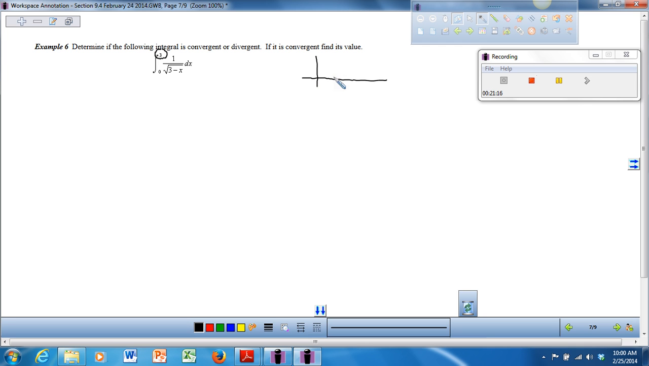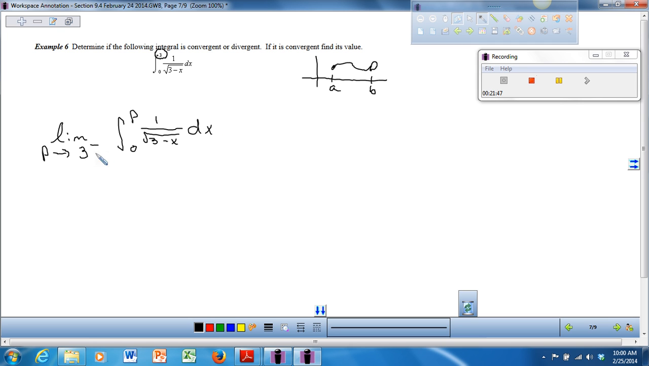So we're looking at the one that is similar to this situation, right? Where we're undefined at the right end. So we'll have the limit as p approaches what? 3 from the left. Integral from 0 to p of 1 over root 3 minus x dx.